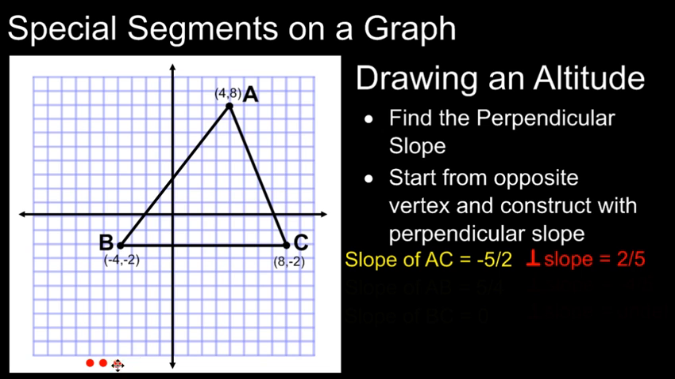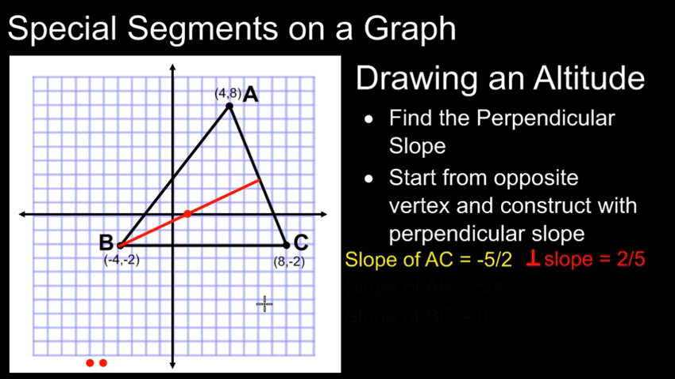Like I said, we start from the opposite vertex and use this perpendicular slope. If my line is AC, I'm going to start at B, and I'm going to go up 2 over 5: 1, 2, 3, 4, 5. Now all I have to do is connect a line from B all the way through that point.